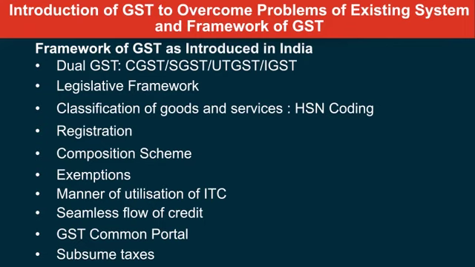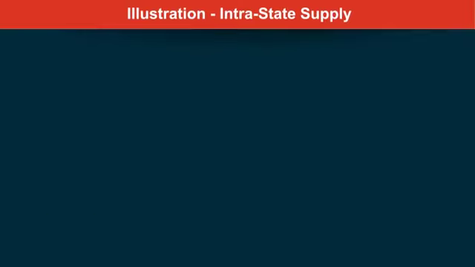Because of the introduction of GST, various taxes were subsumed under the GST mechanism. These taxes include excise, VAT, service tax, CST, and various other taxes which are levied by the state government. After the introduction of GST, all these taxes get subsumed and merged under one tax net, known as GST. So this is the framework for the introduction of GST in India. Now we'll see how GST will be charged and how the input tax credit will be taken.